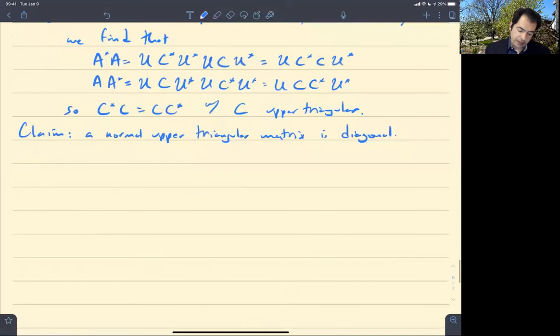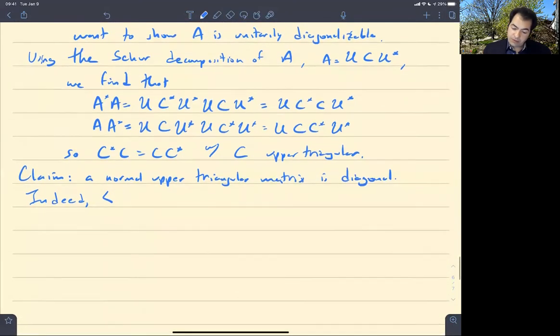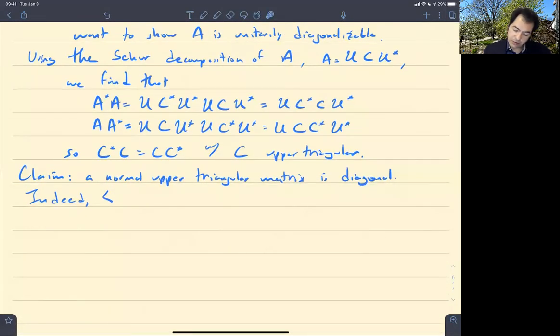Okay, so why is that? Right, so first, let me emphasize that if we prove this, then we're done, right? Because then the Schur decomposition is actually a unitary diagonalization of A, right? Because we'll have a unitary matrix and then in the center, a diagonal matrix. Okay, so that's all we need to show.